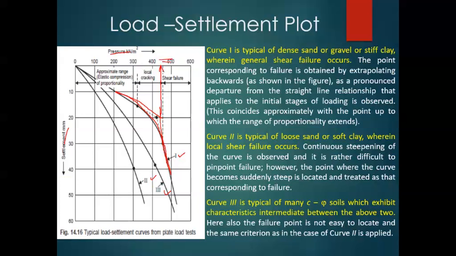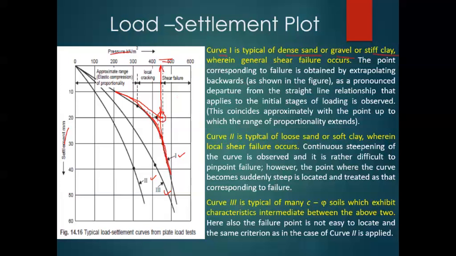Now coming to the different types of curves I have indicated here, number one, number two, number three. Curve one is the typical curve we obtain in the case of dense sand, gravel or stiff clay. There we can clearly get the break point, or the yield point, which can be easily identified, and the intersection point can be located. This is how we can work out the failure load.